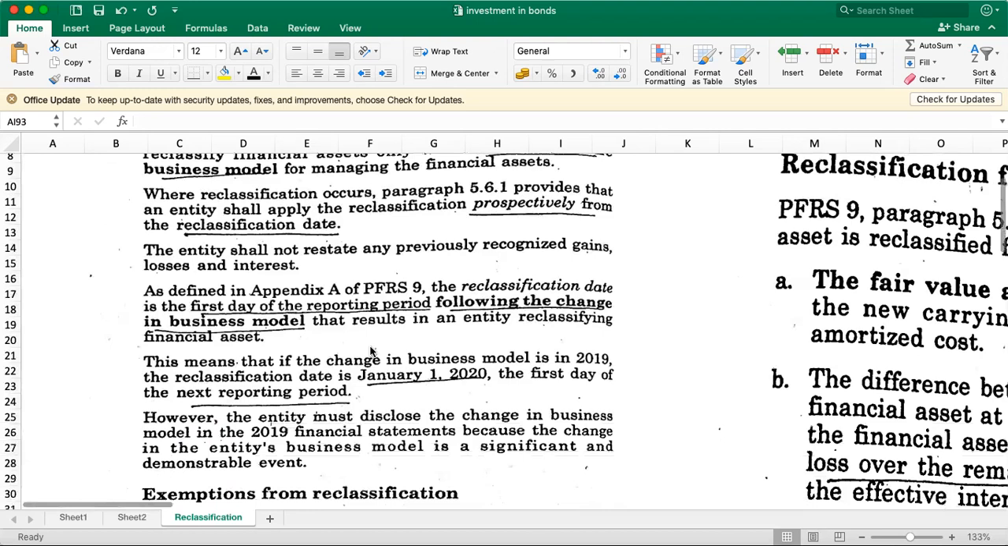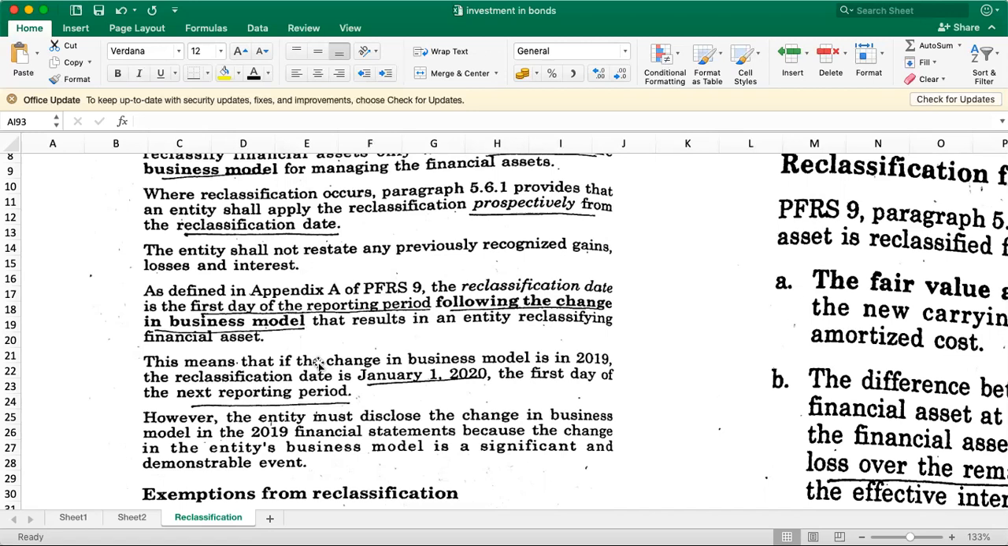As defined in Appendix A of PFRS 9, when is the reclassification date? The question now is, prospective application starts from the reclassification date, so when is it? Take note of this: the reclassification date is the first day of the reporting period following the change in business model that results in an entity reclassifying financial assets. The business model is either hold to collect, hold to collect and sell, or not defined.